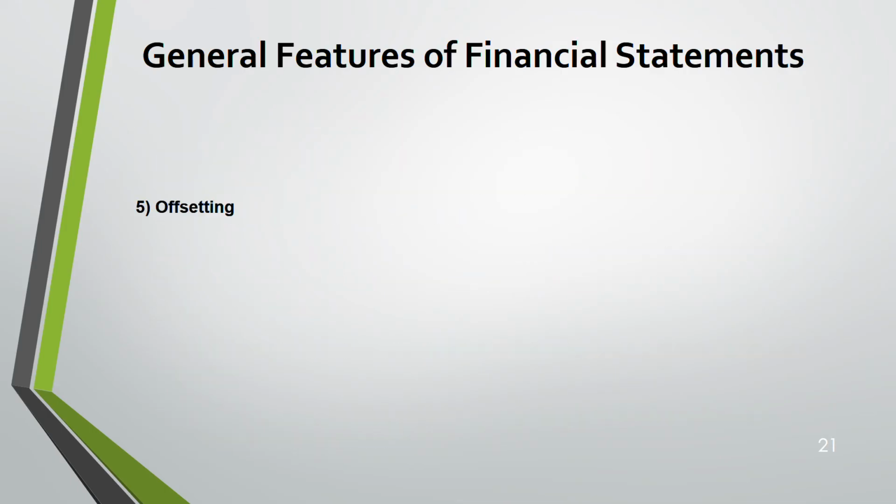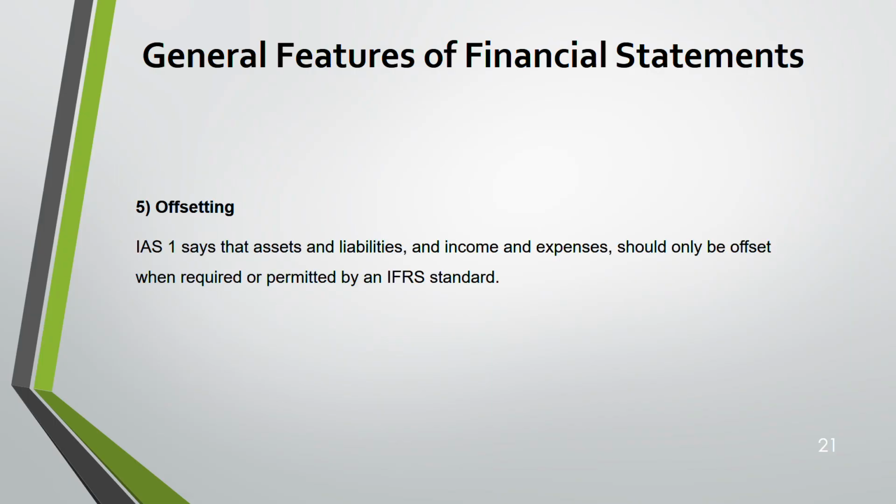Offsetting is the fifth feature. Offsetting means IAS 1 says asset and liability need to be shown separately. Even though we are deducting assets and liabilities in the statement of financial position, we do not deduct and show the reduced amount. Assets separately, liability separately. Same way for income and expenses.